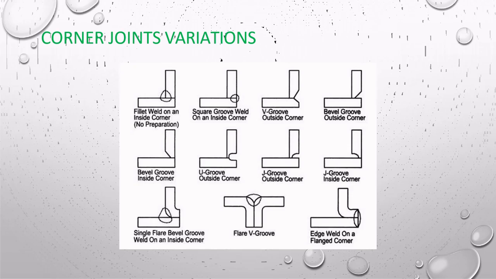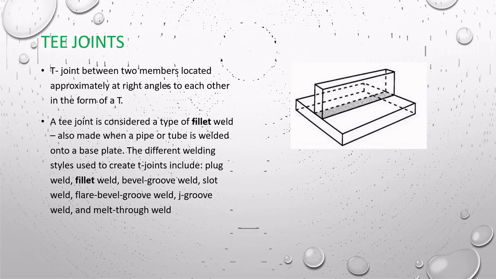Okay, next, T-joints. T-joint is a joint between two members located approximately at right angles to each other in the form of a T. A T-joint is considered a type of fillet weld, also made when a pipe or tube is welded onto a base plate. The different welding styles used to create T-joints include plug weld, fillet weld, bevel groove weld, slot weld, flare bevel groove weld, J groove weld, and melt through weld. So, here are the variation and preparation of T-joint.